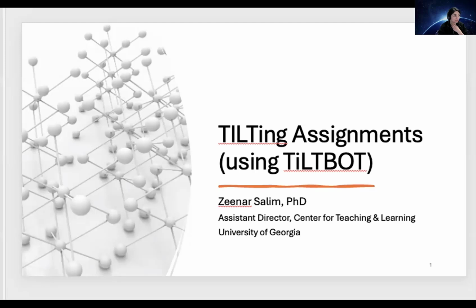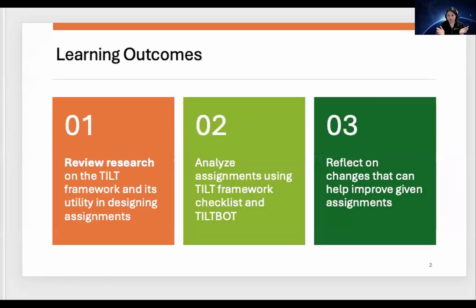We'll start with the learning outcomes. There are three main learning outcomes for this little workshop. One is we'll review the research on the TILT framework and its utility in designing assignments. Then we'll analyze a couple of assignments. If you brought your own assignment, you can use that. Or if you have not brought an assignment, I have a folder from which you can draw an assignment and reflect on that. And then we will reflect on the changes that we can make to improve the given assignment.